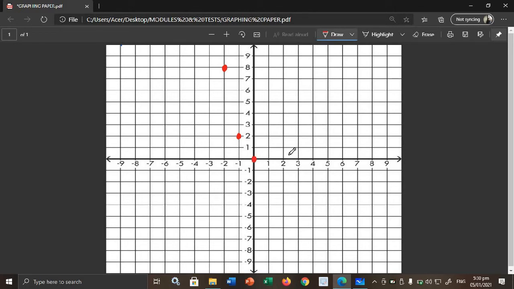And then, the next ordered pair is 1, 2. So, dito siya. And then, the last one is 2, 8. So, dito siya. Ayan. Right after nyo i-plot lahat ng ordered pairs, you're going to connect all of them. So, the graph, according sa direction ng parabola, will open upwards. Dapat. Okay? Right after nyo i-connect.